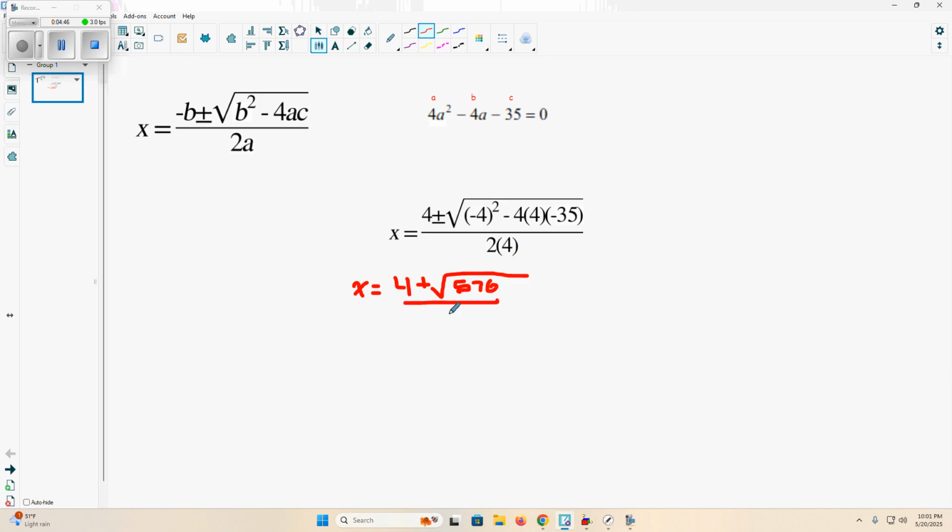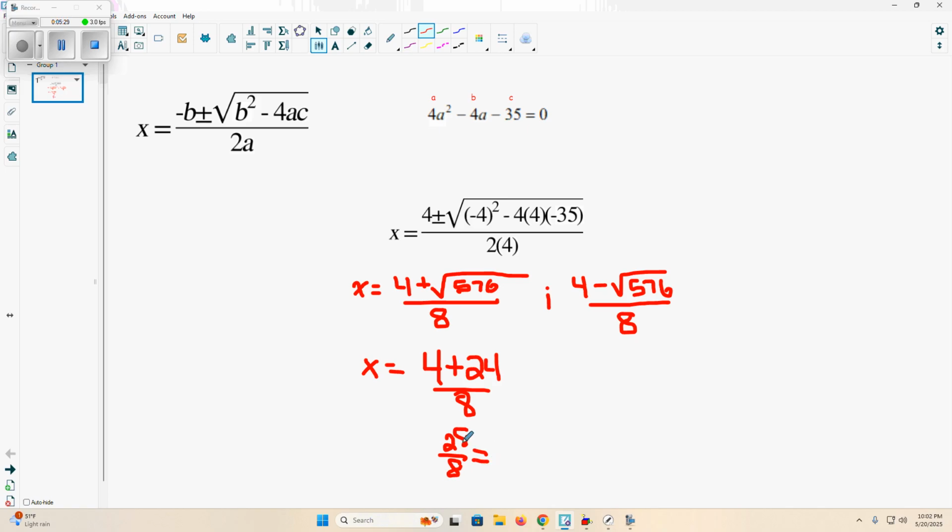And you're going to divide it by 2 times 4, which is 8. So you notice I changed the plus minus to just plus, because you're also going to do it by doing minus. Okay, so I look at this and go, well, what is the square root of 476? And the answer to that is 24. So I got 4 plus 24 divided by 8, which is 28 over 8.